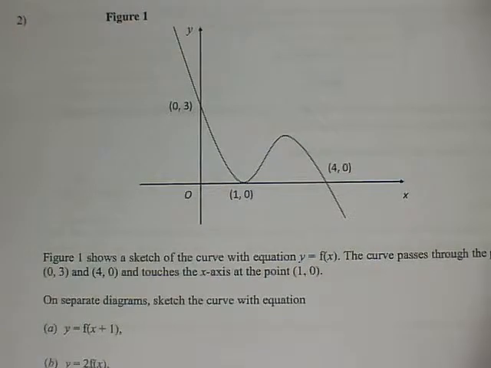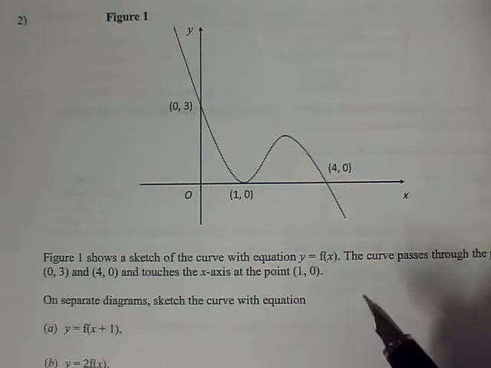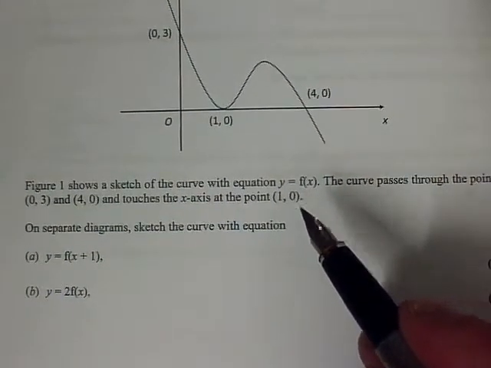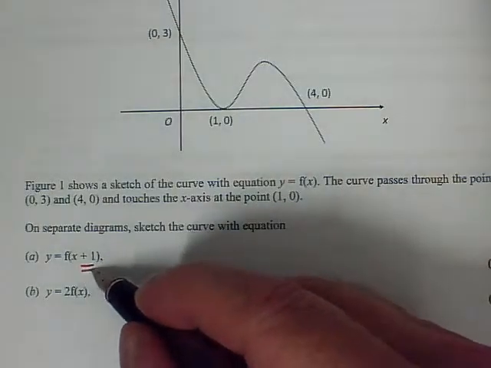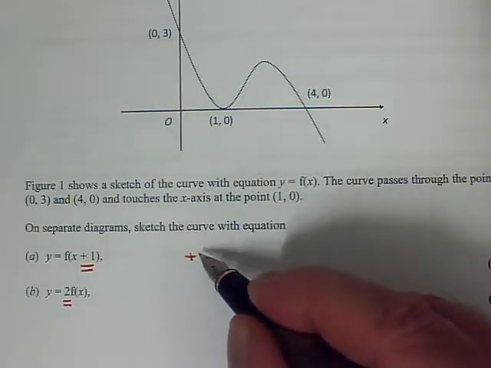Okay, here's a lovely graph sketching question. They sketched what looks like a cubic graph. We don't need to know its equation though, because all we've got to do is sketch two graphs, one where we've got a +1 here and one where we've got a 2. Okay, so it's clear we've got a +1.